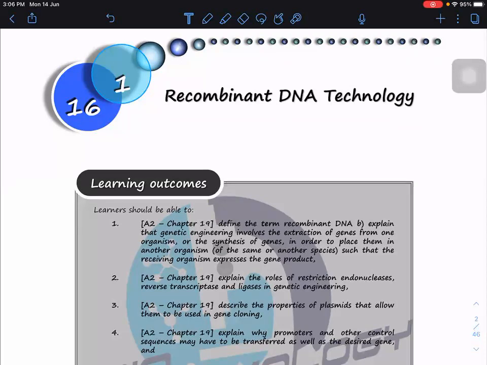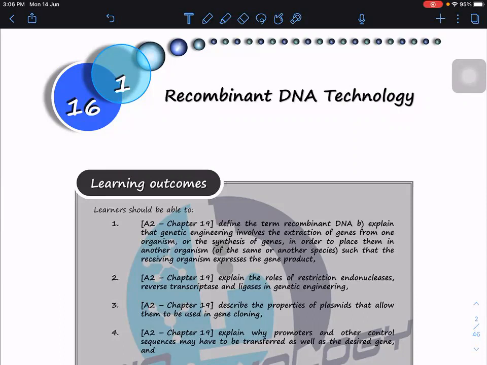Whatever we learn is just a model, which means that we use insulin as a model, but in the real exam you may see a lot of different types of questions. So it's one of the most difficult topics in A2. You have to grasp the concept correctly, then you will be able to proceed to the application.